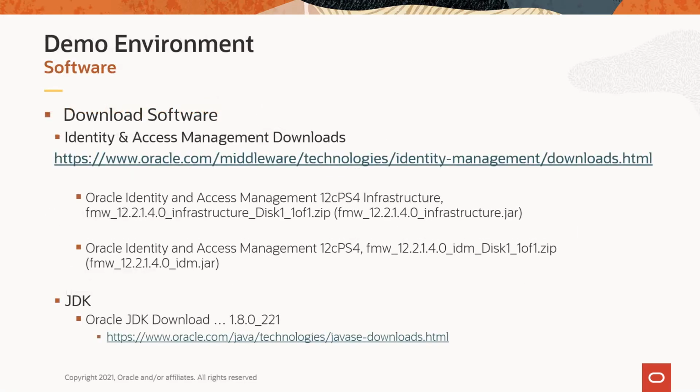We will not be actually downloading any software as this has already been done. I downloaded the software from the Oracle Technology Network download page to a staging directory on the server desktop. This included the Oracle Identity and Access Management 12C PS4 infrastructure binaries and the Oracle Identity and Access Management 12C PS4 binaries. In addition to this, I also downloaded the Oracle JDK version that is certified and supported with OAM 12.2.1.4. Additionally, all the software has been unzipped or untarred.